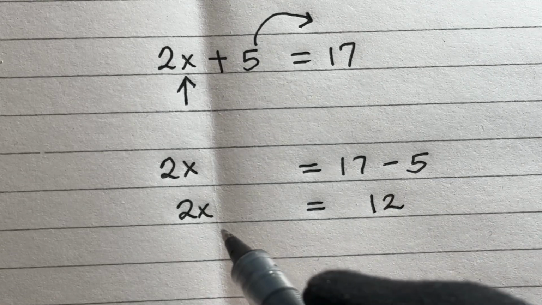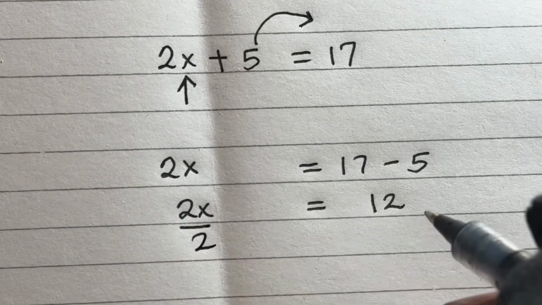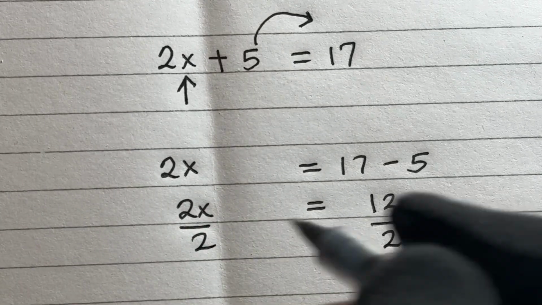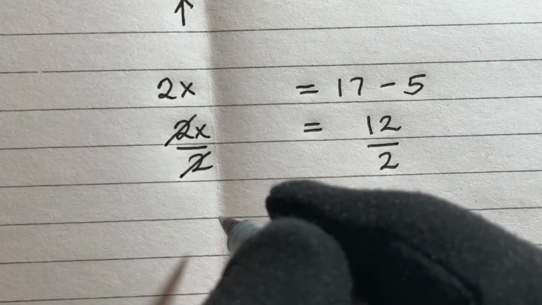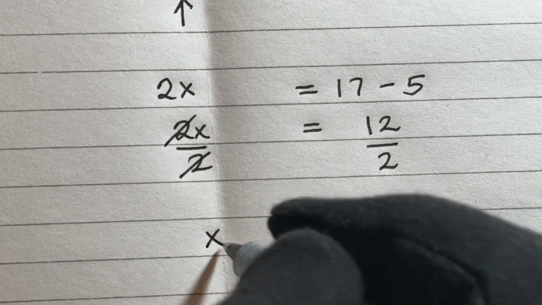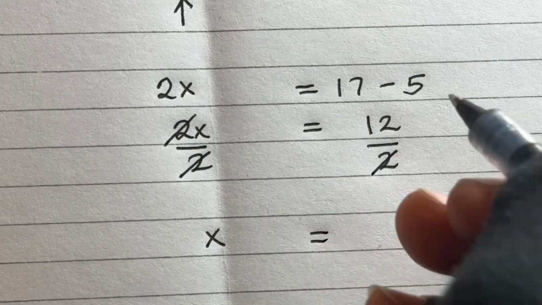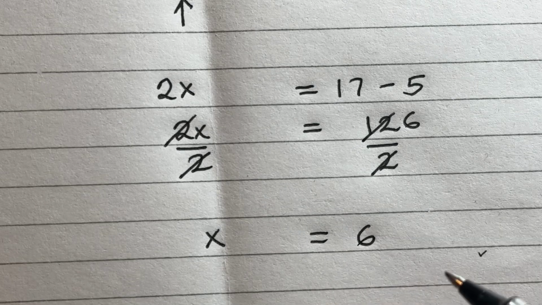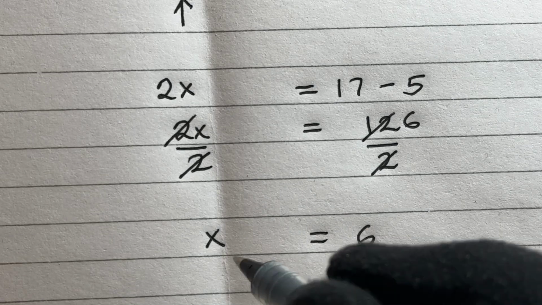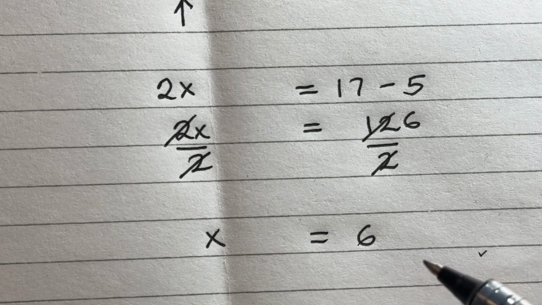At this point, to solve for x, you will then need to divide through by 2 so that on the left hand side you are left with only x, and on the right hand side 12 divided by 2 is 6. So your final answer here is 6. X is equal to 6. Like I said, you are only going to get one solution, which is 6.